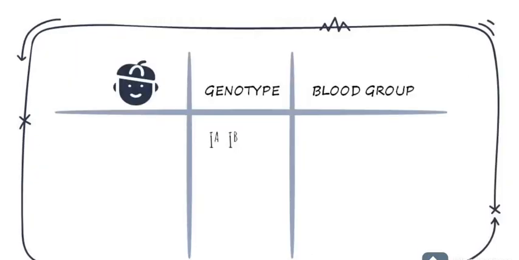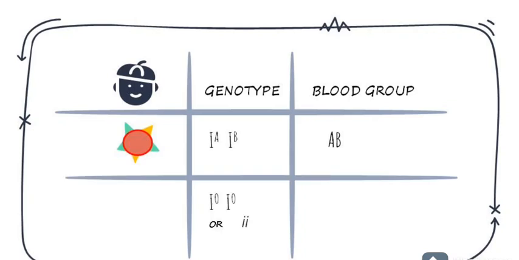A person with IA-IB genotype will have both antigen A and antigen B expressed on the surface of its RBCs. As IA and IB are codominant, the person will have blood group AB. A person with IO-IO genotype will not have any antigens expressed on the RBC's surface, and the person will have O blood type.